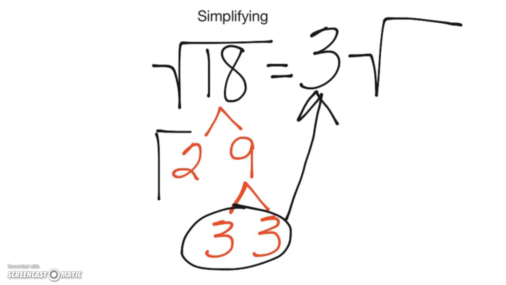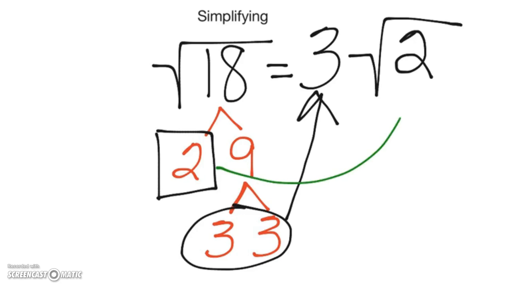I also have this poor, lonely little 2 over here that still is on the inside. And I always tell you to put that into a box because if you notice, our radical sign looks a bit like a box. And that will help you remember that whatever's in the box has to go back inside the radical. Okay, so our 2 has to go back inside the radical here because it was left over. It didn't have a pair, so it doesn't get to come outside. Okay, so you'll notice the square root of 18 is equal to 3 square root of 2.